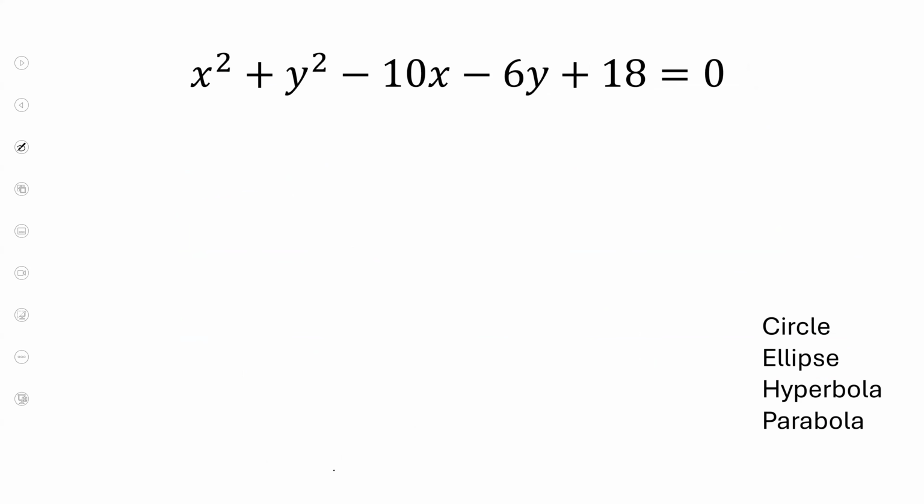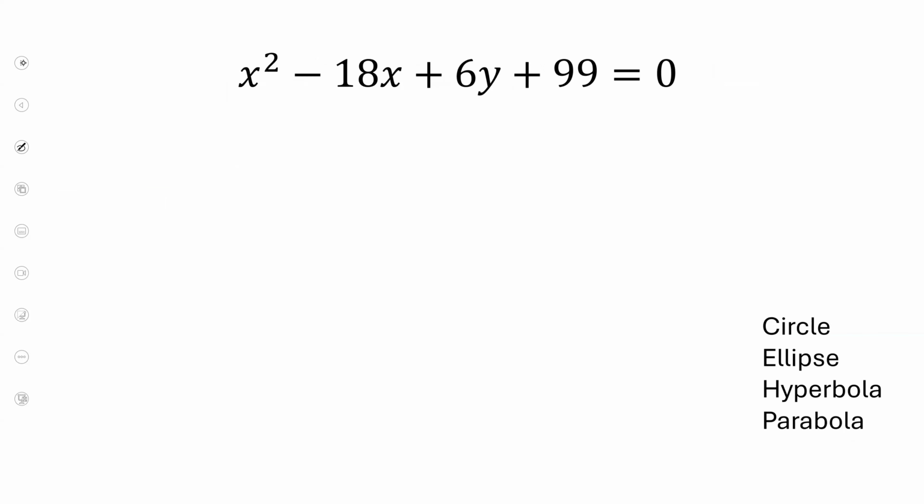Which one can you eliminate and why? Okay, I can eliminate parabola because they're both squared. What else can I eliminate? Hyperbola, why? Yep, this is positive and this one's positive. So it's not a hyperbola. Is it an ellipse? No. Why not? Yep, the coefficients are the same. They're both 1. So guys, that means this is a circle. So you guys will have to complete the square with the circle.